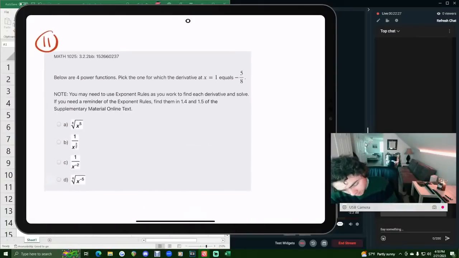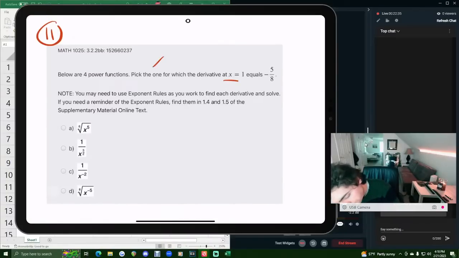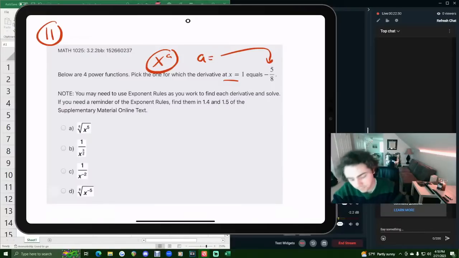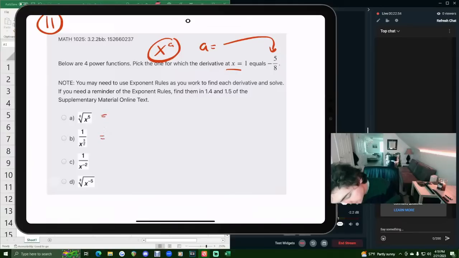This is number 11. All right. Below are 4 power functions. Pick the one for which the derivative at 1 equals negative 5/8. So the approach to this one, kind of a shortcut, is rewrite all the functions in the form x to the a, if necessary. And then whatever your a value is should be the answer. So the a value for one of these functions should match the negative 5/8. So let's demonstrate. Let's rewrite all these functions as best we can as x to some power.